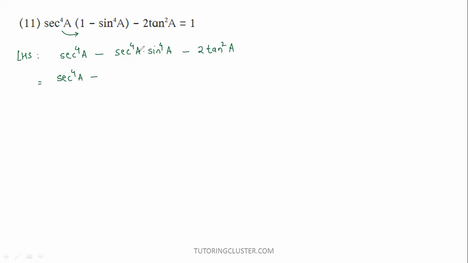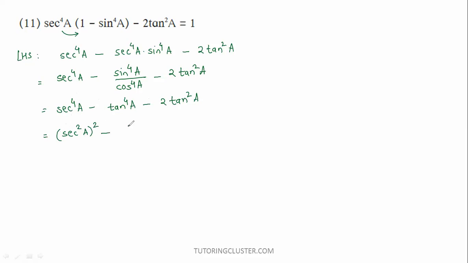Now, instead of this sec to the power 4a, it will be what? 1 upon cos to the power 4a. Okay, so sine to the power 4a upon cos to the power 4a, minus 2 tan square a. This will be equal to sec to the power 4a minus, what is sine upon cos? Tan to the power 4a minus 2 tan square a. Now see here how to do the adjustment. Can I write this as sec square a whole square minus tan square a whole square minus 2 tan square a.